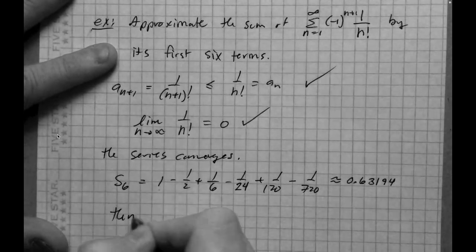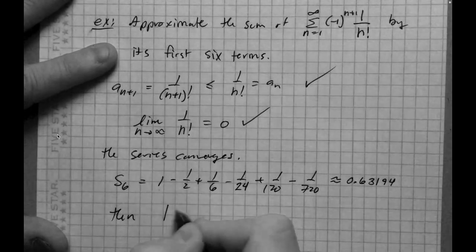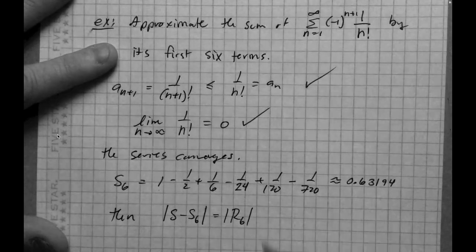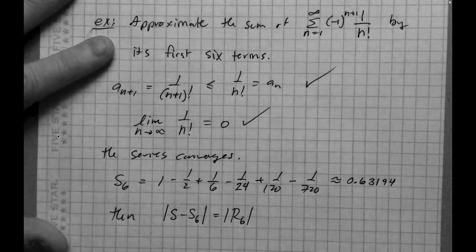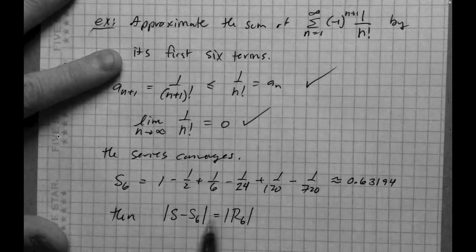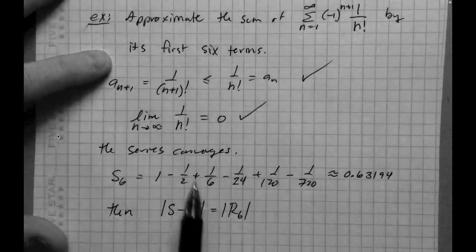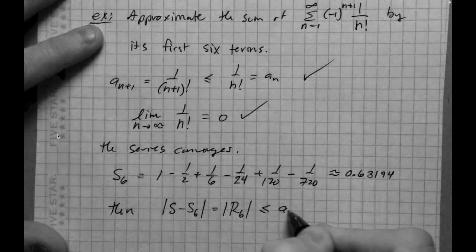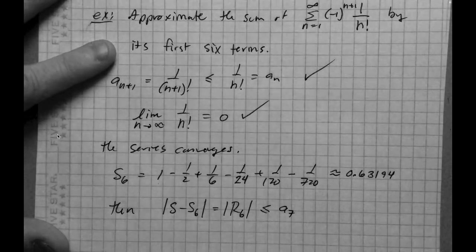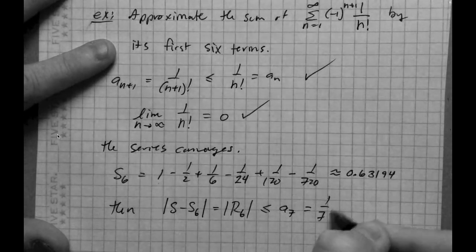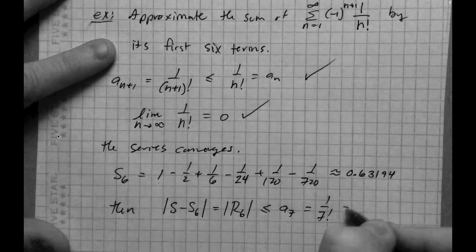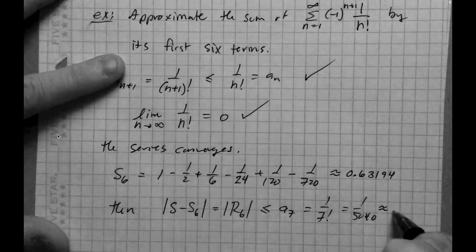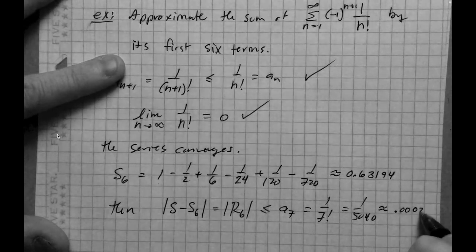So you get this pretty nice number here. Then we can say that S minus S6, that's the remainder. We need the remainder. Anytime you're approximating something, you need the remainder, right? So S minus S6 would be the remainder here if we estimate S using that 6th partial sum. That's going to be less than or equal to a sub 7. All right, so what's the 7th term of this series? Well, it's 1 over 7 factorial, which is 1 over 5040, which is approximately 0.0002.